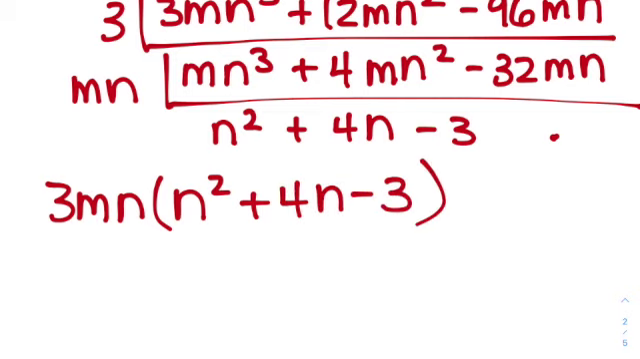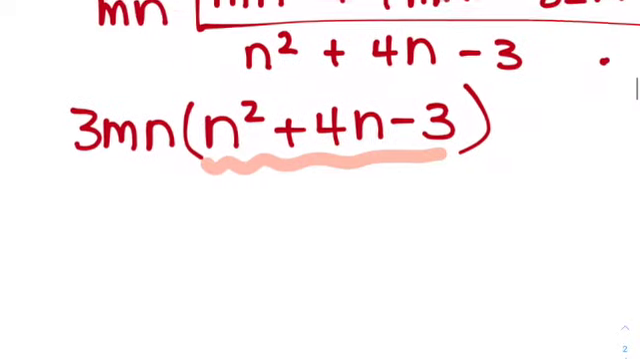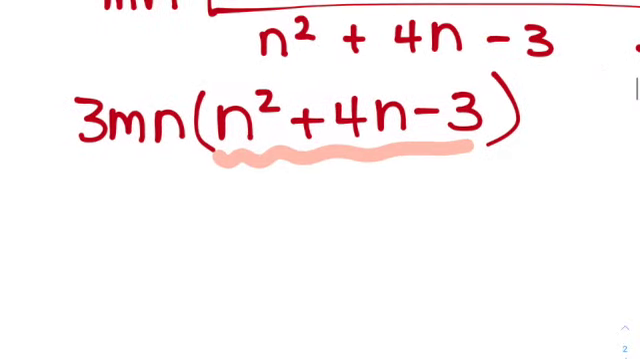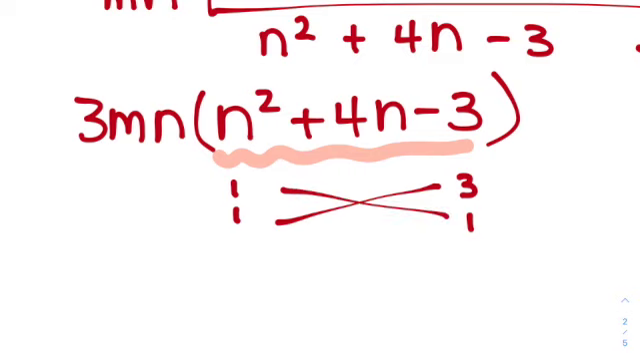Now we have to check: can the parenthesis part right here still be factored? That's what it means to factor completely. If you cannot factor it completely, you have to make sure you do that. So when you do all this, it's going to be 1 and 1 and 3 and 1. If you have 1 times 3 is 3, 1 times 1 is 1, that will give me 4 in the middle. But the problem is it has to stay positive.